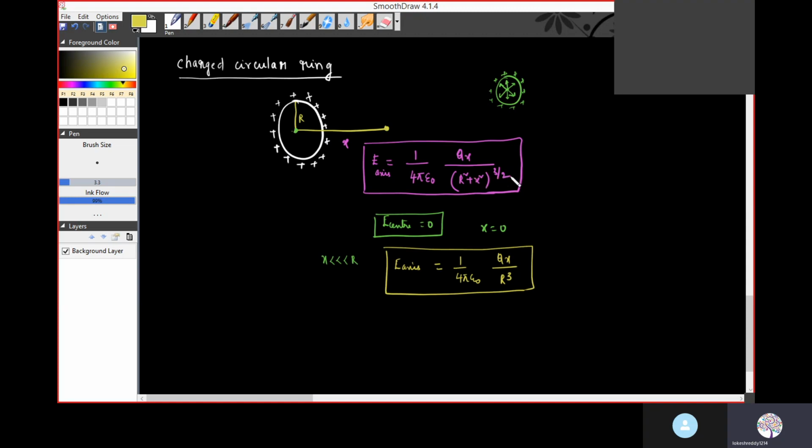r square whole power 3 by 2. The 2 and 2 get cancelled and you will get r cube, and x square I am neglecting because it is very, very small. That means you take the particle very close, then 1 by 4 pi epsilon naught qx by r cube. So that is the electric field due to the circular ring.